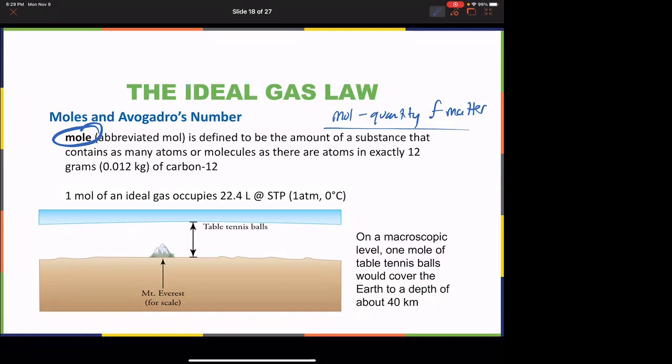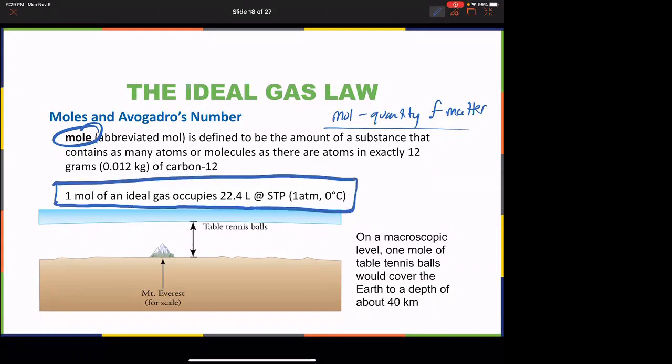And it's a really big number, right? This is something you should know. 1 mole of an ideal gas occupies 22.4 liters at STP. STP is standard temperature and pressure. Standard temperature is 0 degrees Celsius. Standard pressure is 1 atm. And why I mention it, if it ever says room temperature, that's 68 degrees Fahrenheit or 20 degrees Celsius. And remember, 1 atm equals 1.01 times 10 to the 5th pascals.